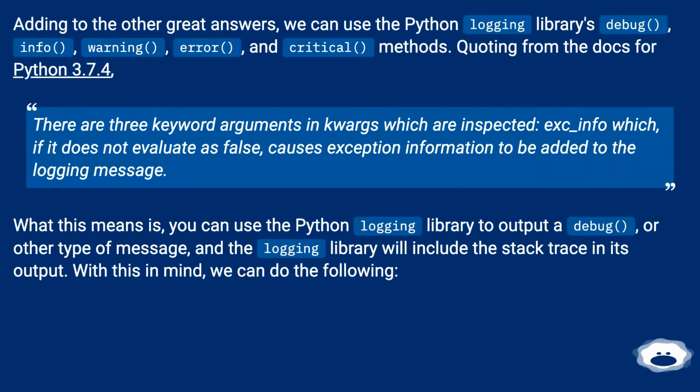Adding to the other great answers, we can use the Python logging library's debug, info, warning, error, and critical methods. Quoting from the docs for Python 3.7.4, there are 3 keyword arguments in kwargs which are inspected: exc_info which, if it does not evaluate as false, causes exception information to be added to the logging message.